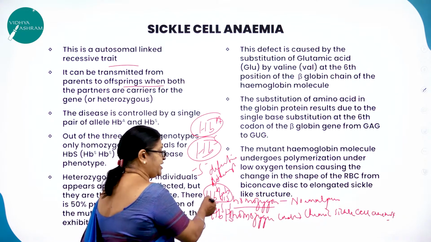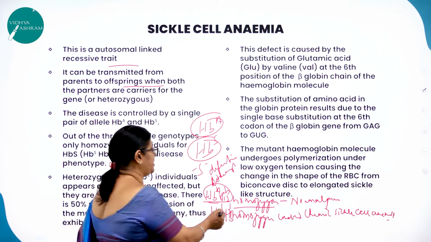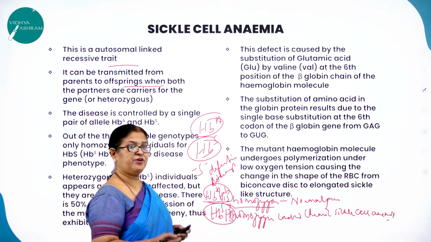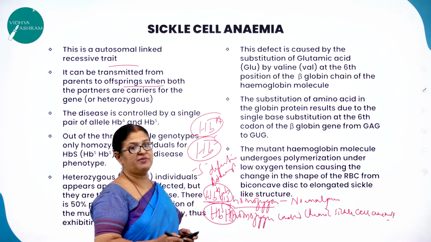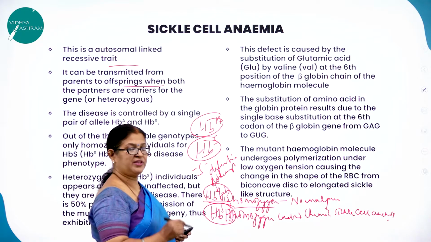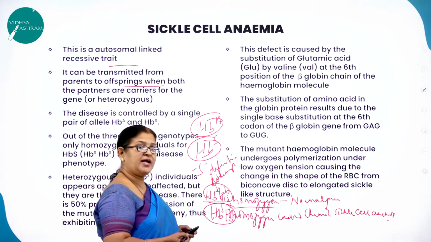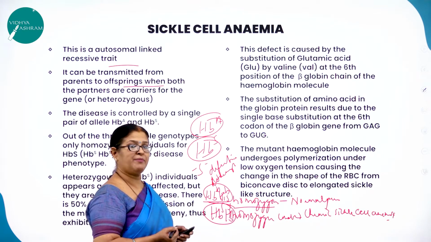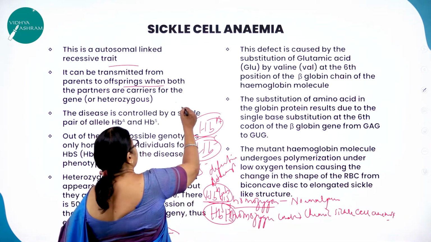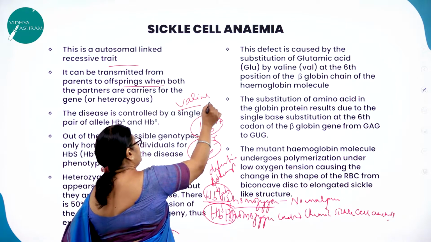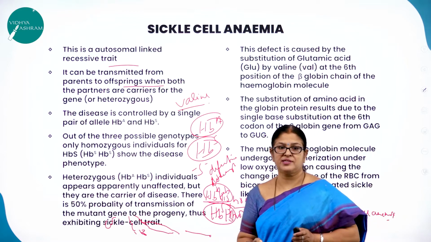As I said, when HbA occurs in homozygous condition, the person will be normal. But if HbS, the defective hemoglobin, occurs in a homozygous condition, then the person will have chronic sickle cell anemia with moon-shaped RBCs instead of being biconcave. And also one of the amino acids, glutamic acid, is replaced by valine in case of sickle cell anemia.